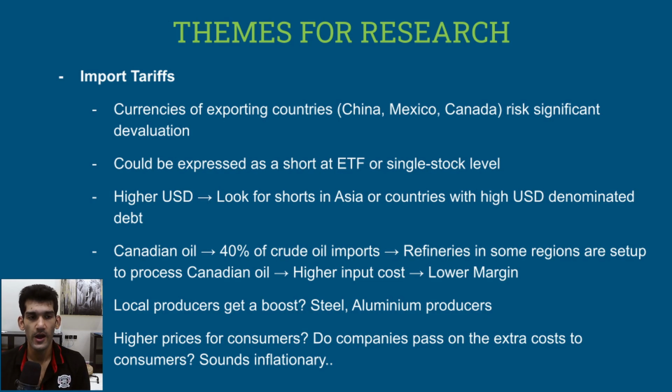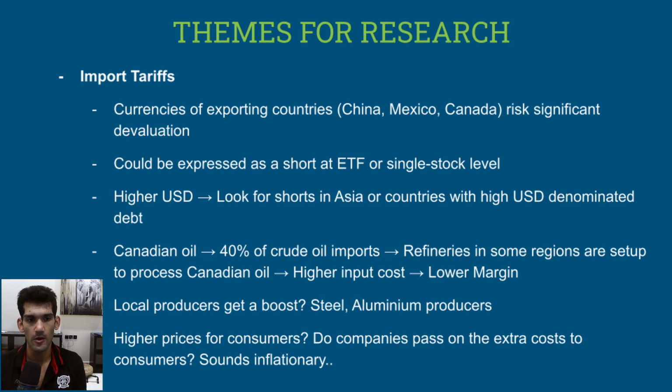Also, if we end up with more USD strength in 2025, look for shorts in places like Asia or countries with high USD denominated debt. A high USD will put a lot of pressure on these countries. We've seen this happen many times in history. You can go study the Asian crisis, the Mexican peso crisis, the Turkish lira crisis. So many examples to look from.